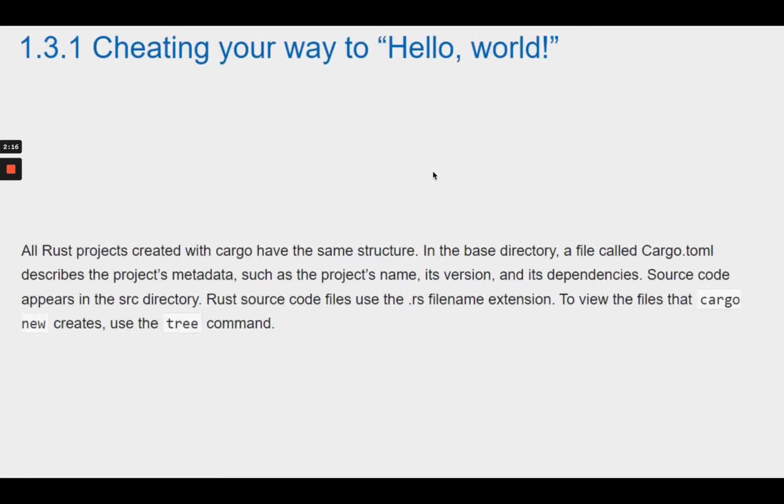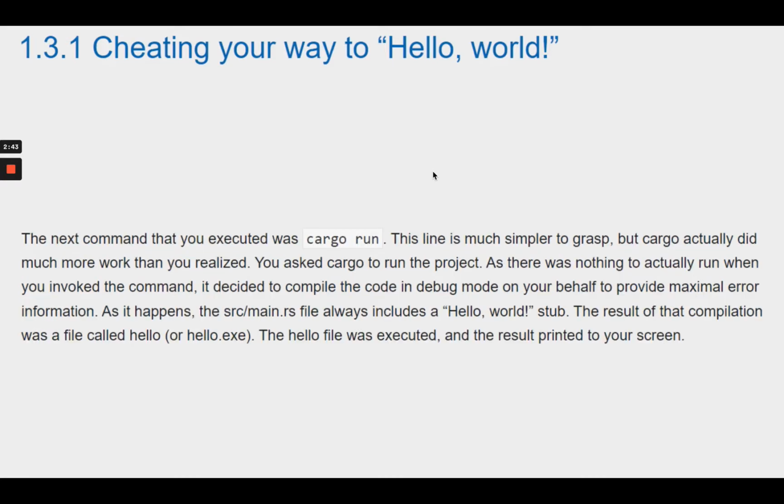All Rust projects created with Cargo have the same structure. In the base directory, a file called cargo.toml describes the project's metadata, such as the project's name, its version, and its dependencies. Source code appears in the src directory. Rust source files use the .rs file name extension. To view the files that cargo new creates, use the tree command.